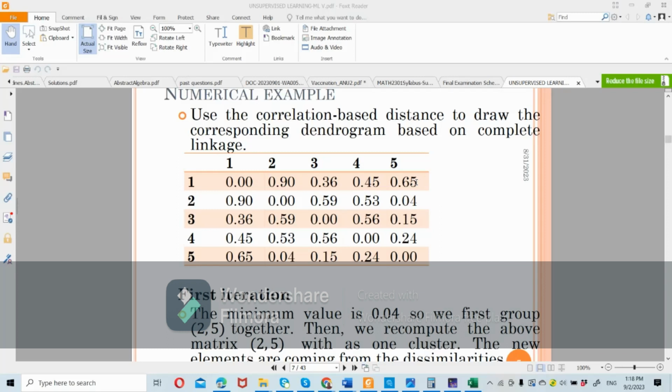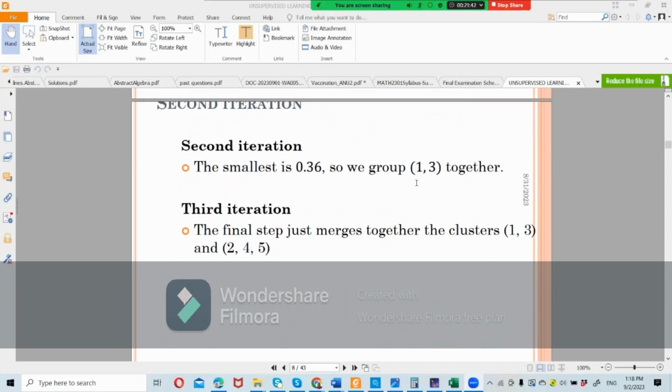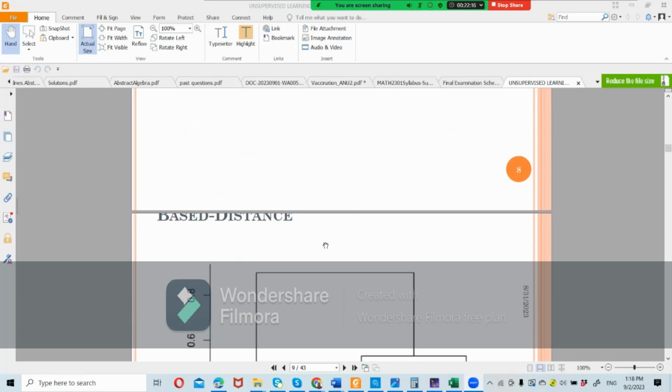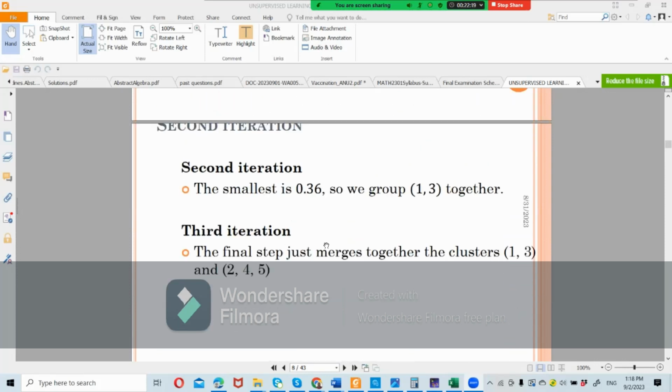Next slide, please. If we merge the 2 clusters together, the next iteration, when we do it manually, we will see that the next one will be 0.36, and that can be found between 1 and 3. So we merge 1 and 3 together. Then for the third iteration, we already have 2 and 5 earlier, then 4 will be the smallest in the matrix, so we merge them together. That gives us the clusters.